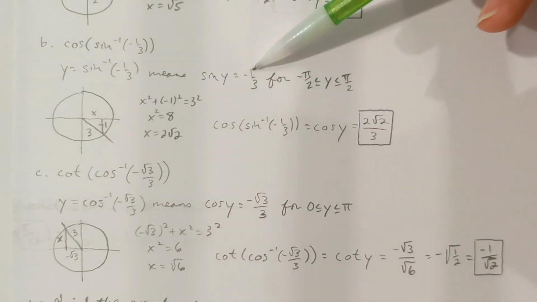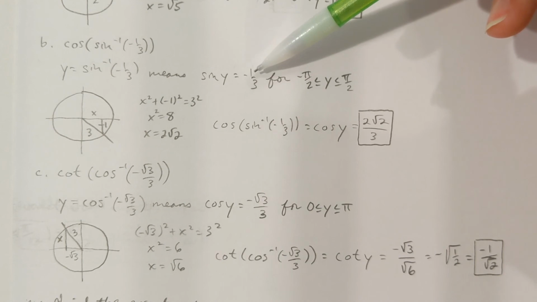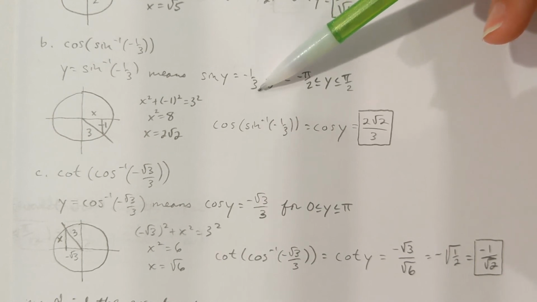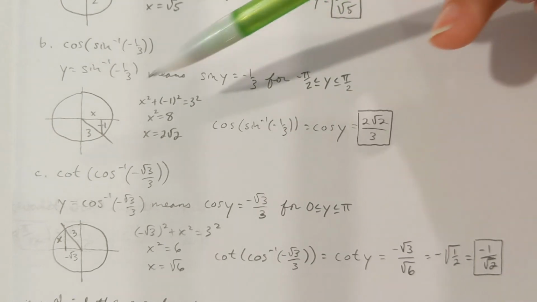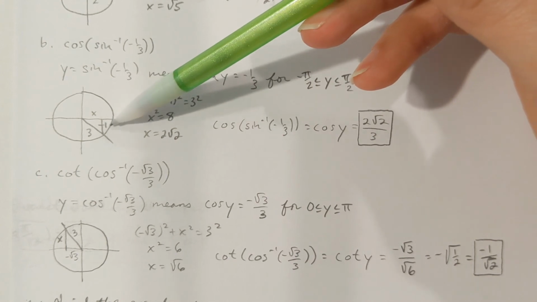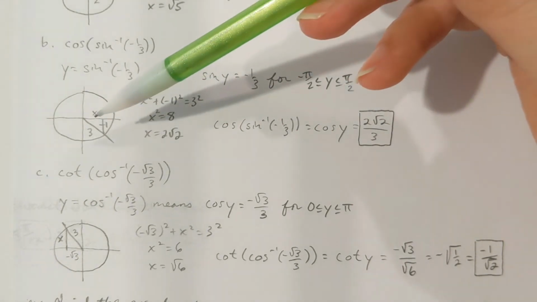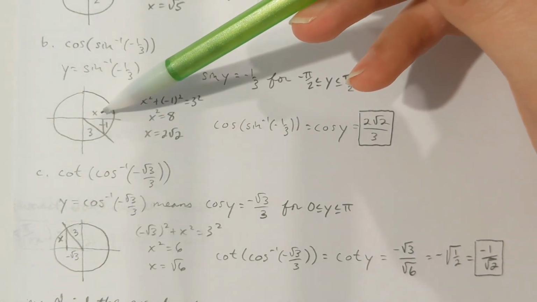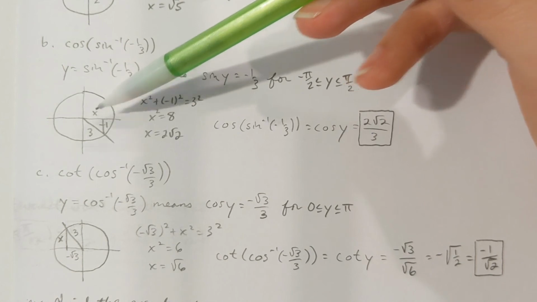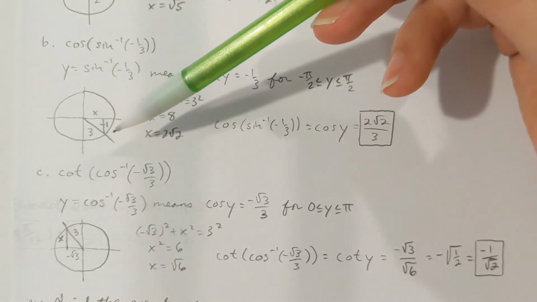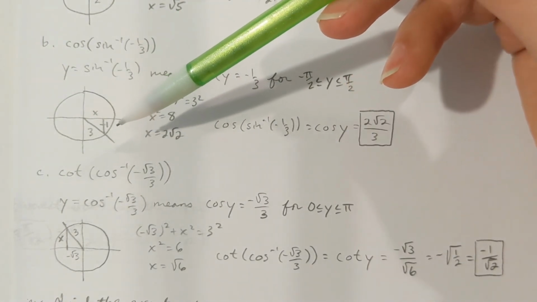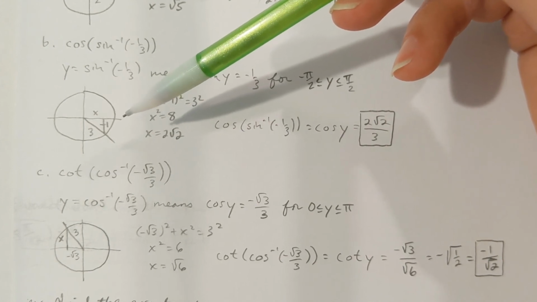Sine of an angle is opposite over hypotenuse. The opposite side is negative 1. The hypotenuse is 3. So since the opposite side is a negative, I know I'm going to be in quadrant 4 here. The hypotenuse is 3. And the adjacent side, I don't know, I'll call that x. Again, this is not one of my common triangles. This is not a 30, 60, 90 or a 45, 45, 90.